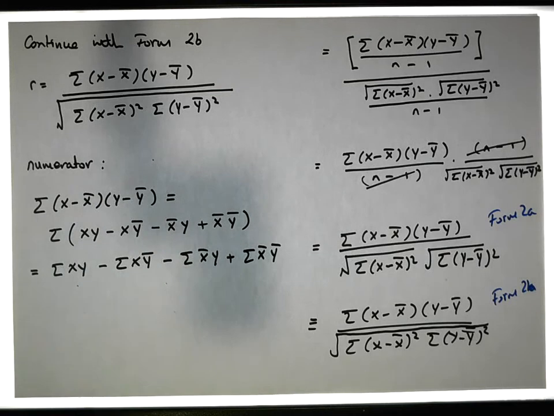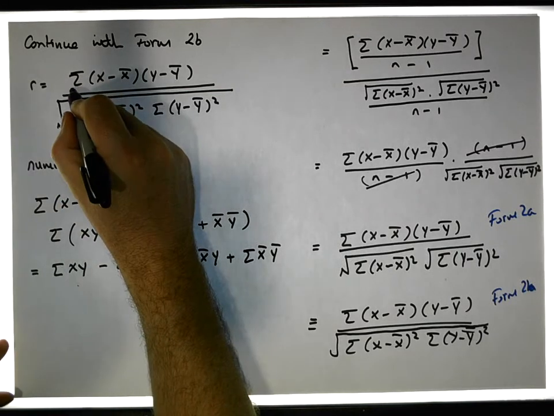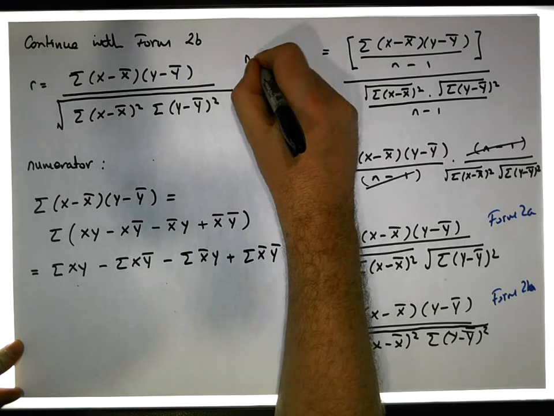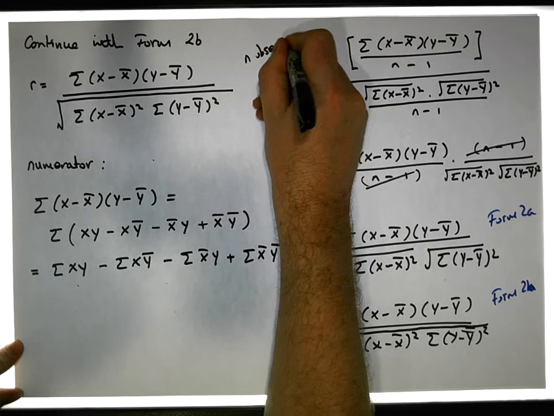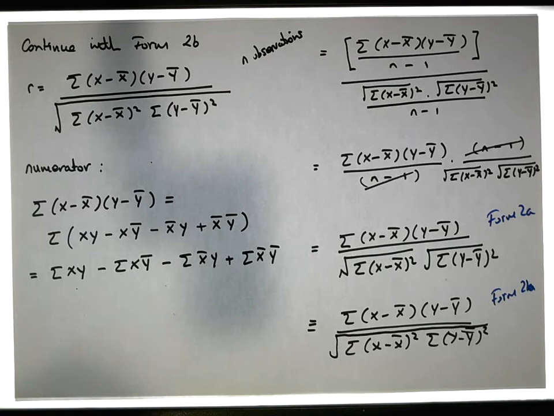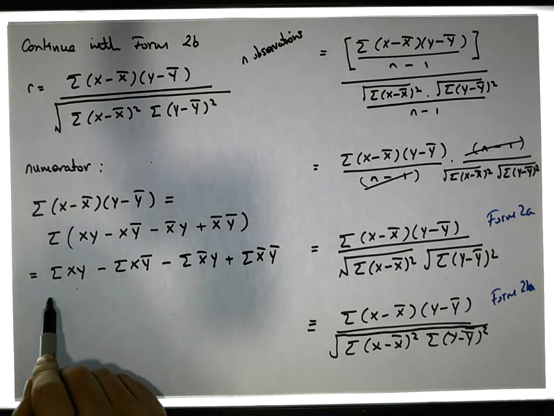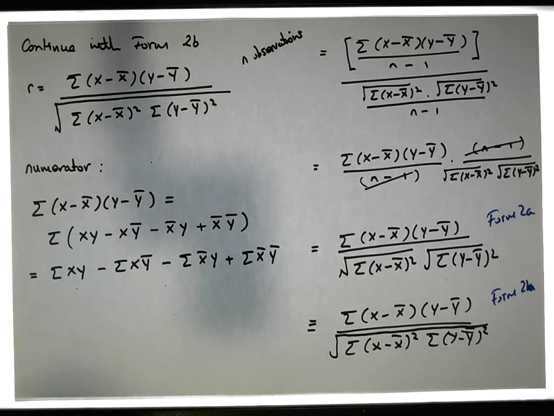Now, don't forget, this index is from i equals 1 to n, so this is over the n observations. Okay, so n observations, keep that in mind. So we have n of these summations in there, and the iterator goes from 1 to n.